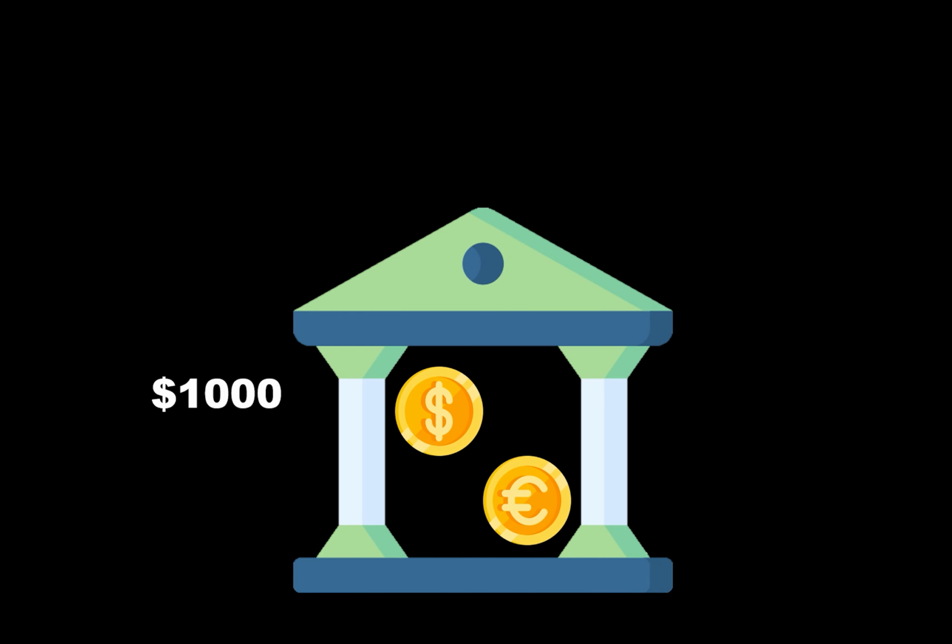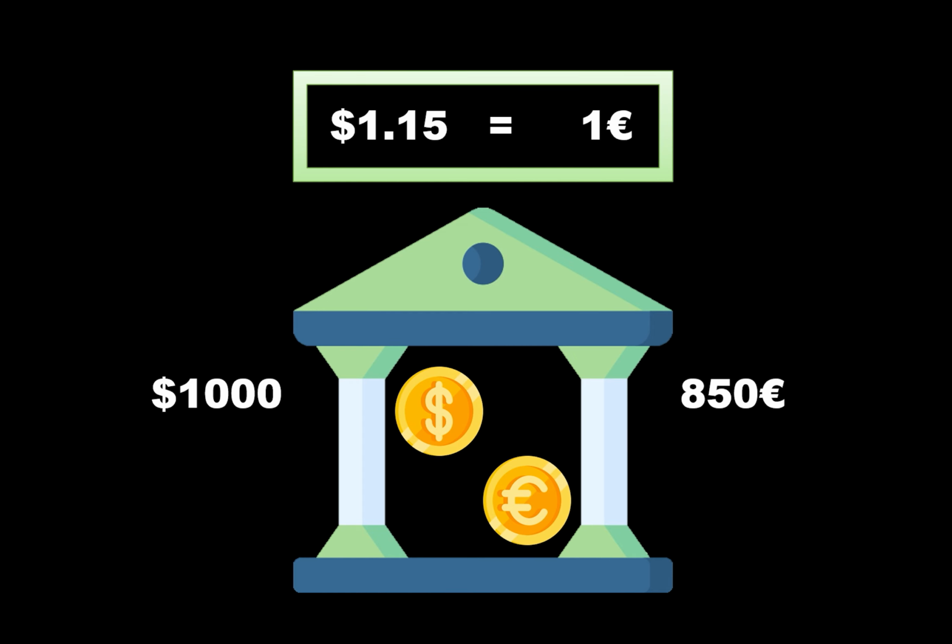Firstly, let's consider a foreign currency exchange. They deal in dollars and euros, so they need a supply of both in order to let people trade between them. They pick up $1,000 and then the equivalent in euros. At today's exchange rate, that's about 850 euro, meaning 1 euro is worth about $1.15.